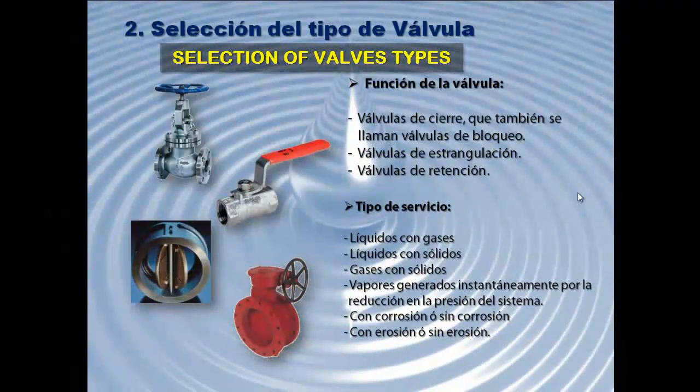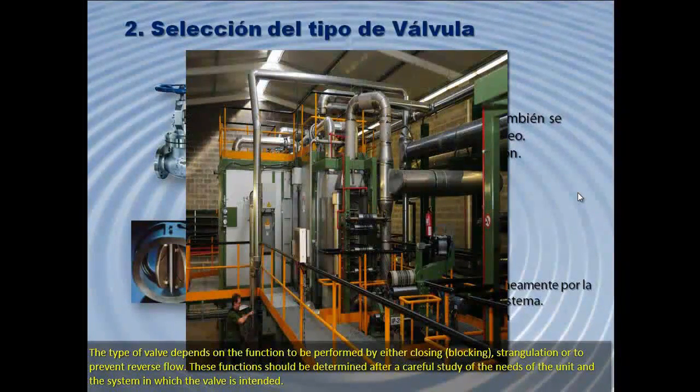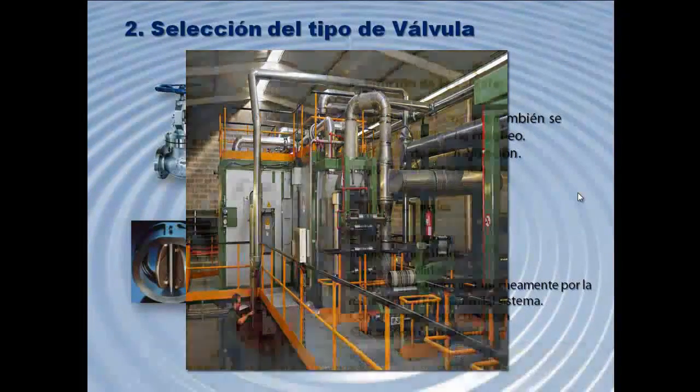Selection of valve types. The type of valve depends on the function to be performed, be it closing or blocking, throttling, or preventing reverse flow. These functions should be determined after a careful study of the needs of the unit and the system in which the valve is intended to be used.